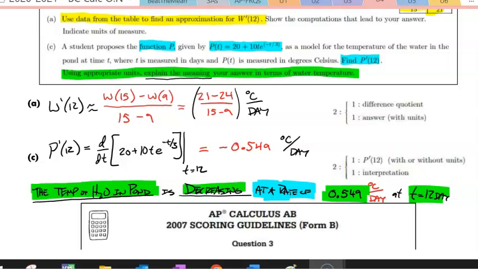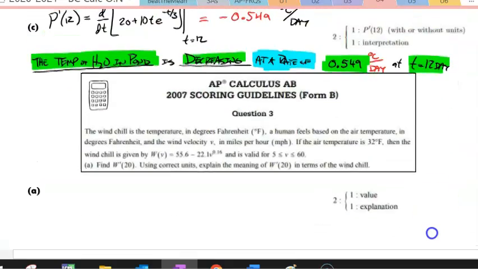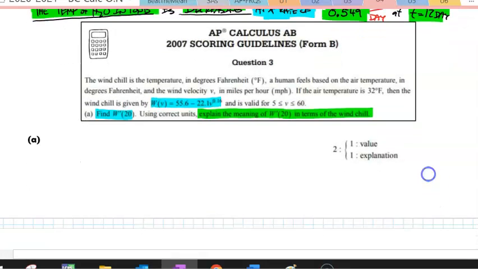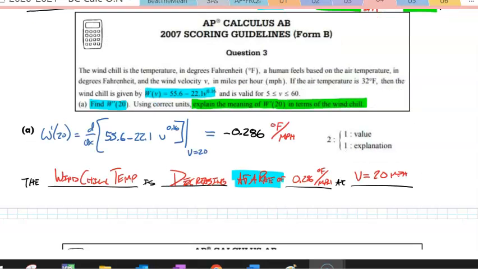Hopefully so. All right, now that we have one under our belt, why don't you go ahead and try question number 3 from the 2007 exam, Form B, where it discusses the wind chill, and we're trying to find W prime of 12 and then interpret and explain the meaning in terms of the wind chill. Pause the video, give it a try. I'll reveal the answer in 3, 2, 1. How'd you do? Did you get all the pieces? Hopefully so. Well done.